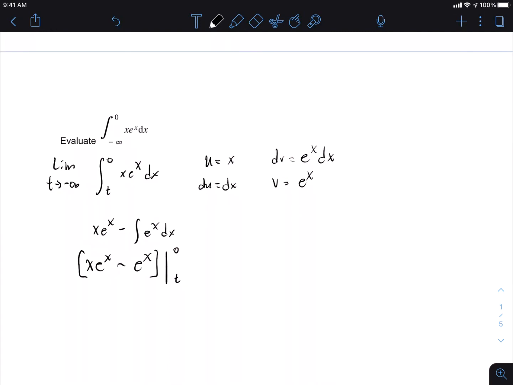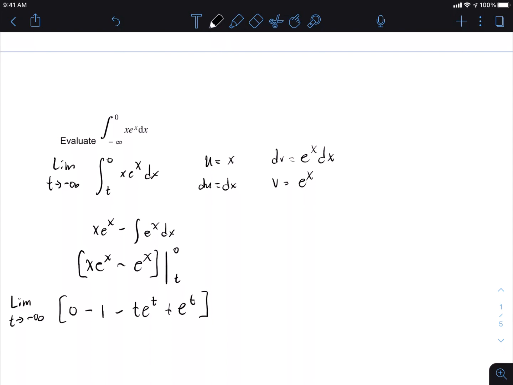And so what I'm going to get is 0 minus 1, minus t e to the t plus e to the t, correct? But one of the things that we've left out is the limit as t goes to negative infinity, correct? Are you guys with me?